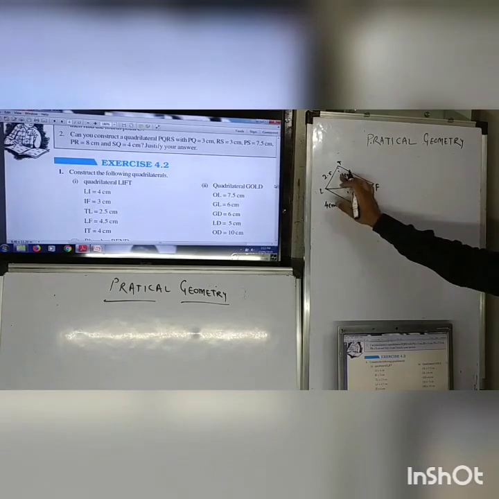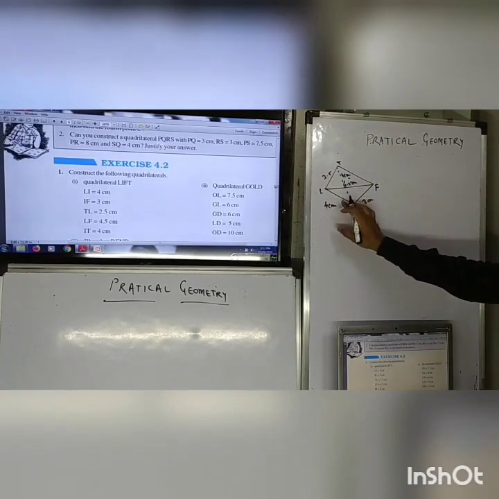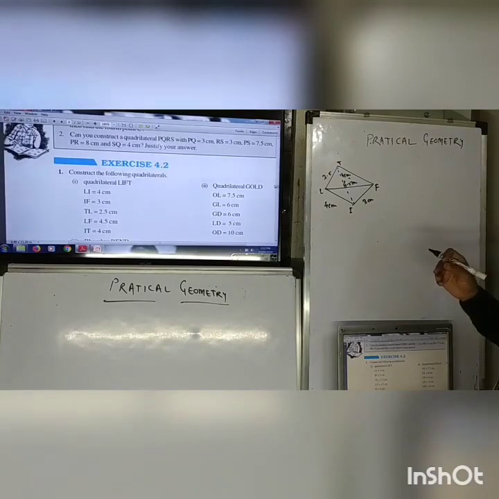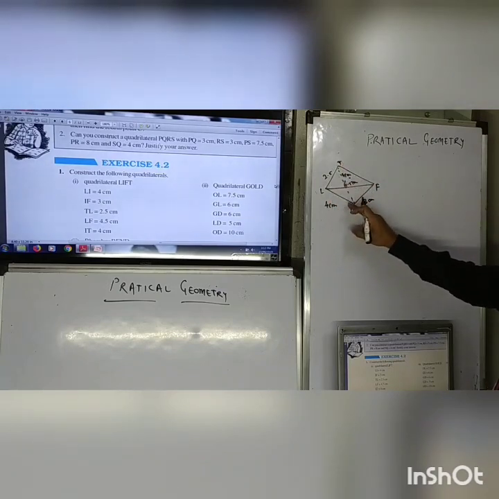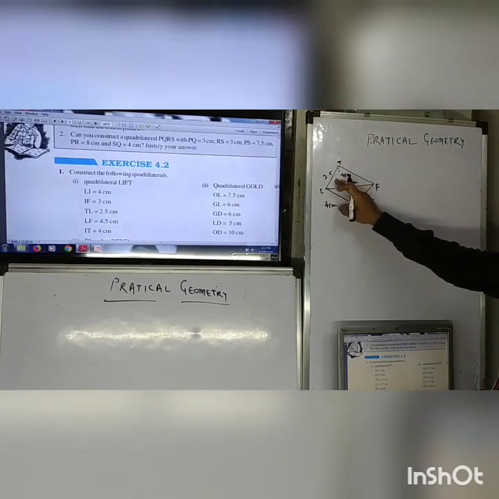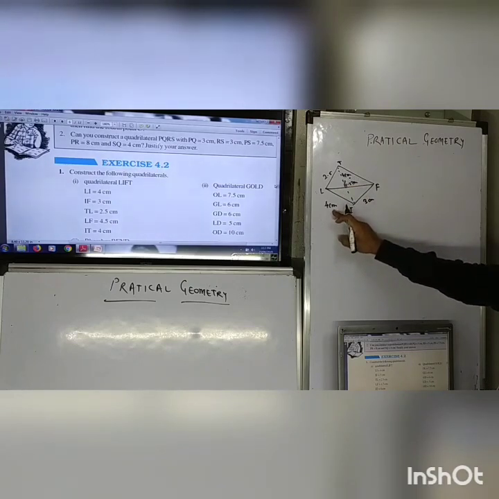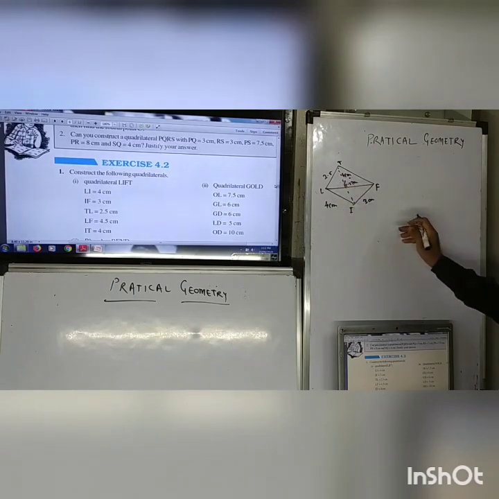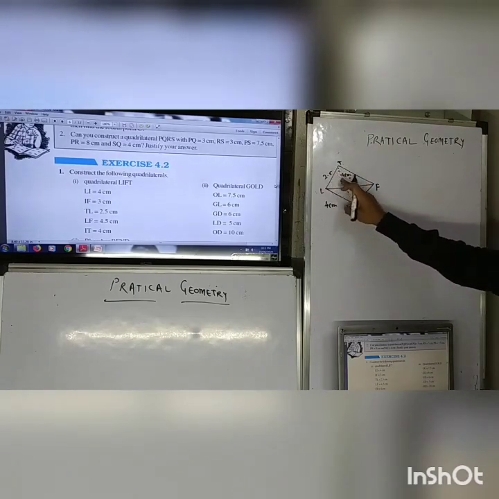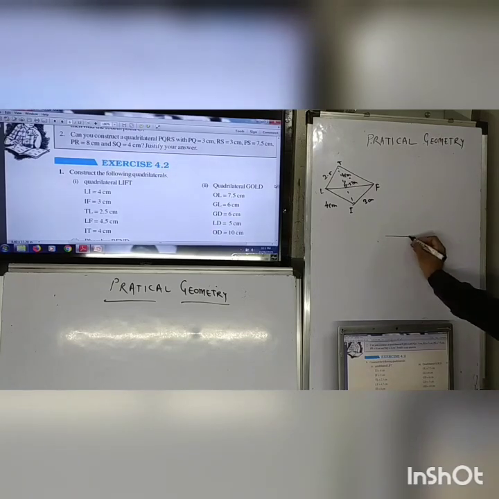What is given in this triangle? In triangle ILT, all three sides are given. LT is 2.5 centimeter, LI is 4 centimeter, and the diagonal IT is 4 centimeter. So first of all, we construct this triangle. What we do is construct this diagonal IT.